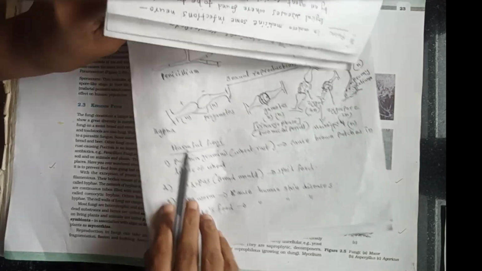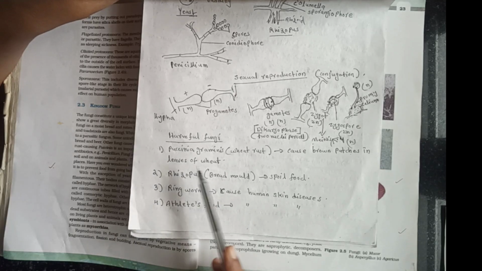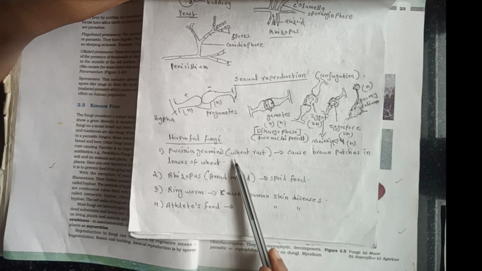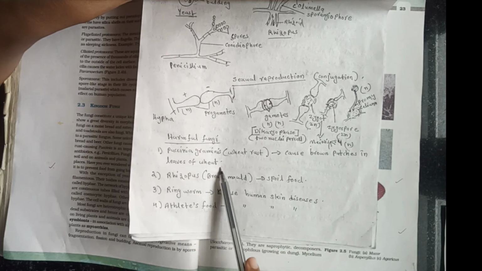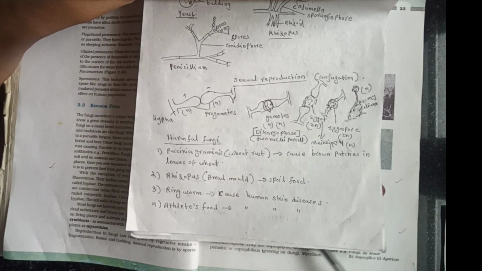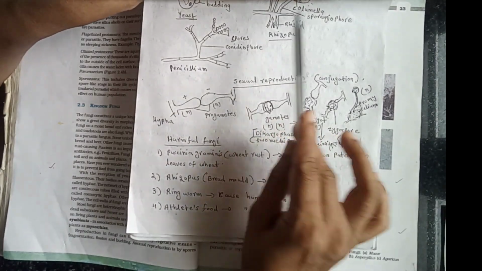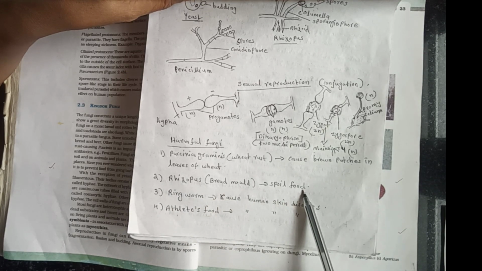Then we discussed some harmful and useful fungi. First, harmful fungi. Puccinia graminis, also known as wheat rust, causes brown patches on the leaves of wheat. That is a harmful fungus. Rhizopus, this is Rhizopus, known as bread mold, spoils food materials.